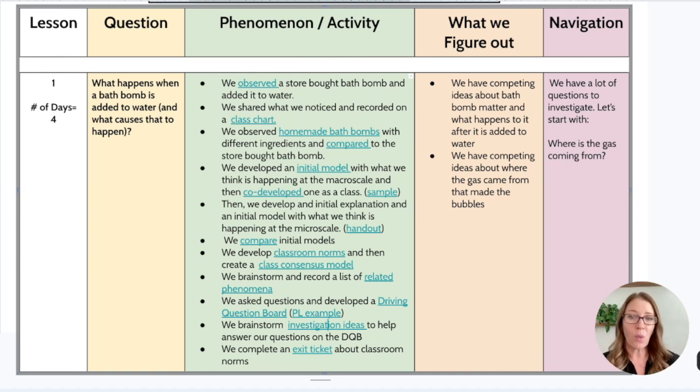So that is lesson 1. It is suggested 4 days. I will say take as much time as you need to do lesson 1 because it anchors the whole unit. And so you really want students to be invested in asking their questions and making observations. So if you're going to spend a lot of time anywhere, make sure it's lesson 1.